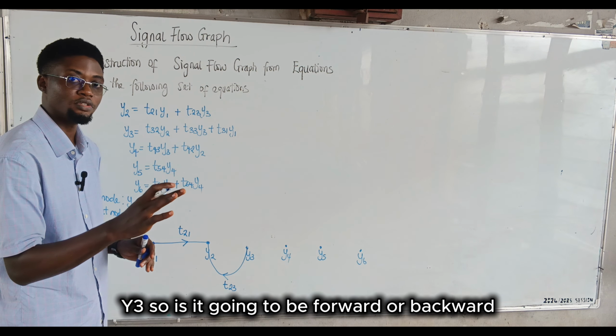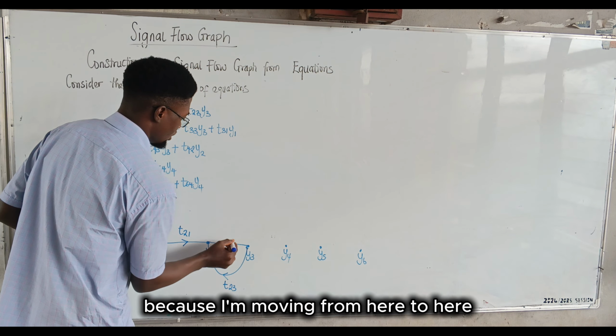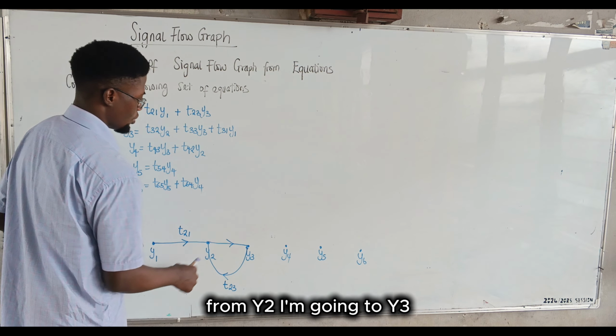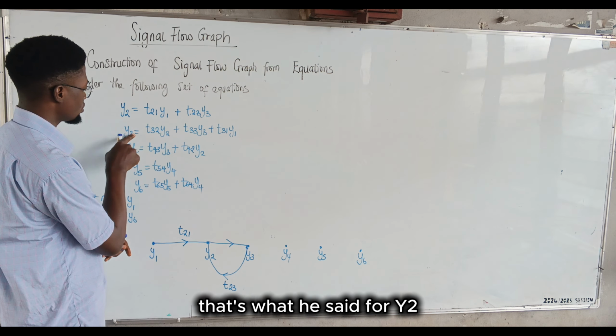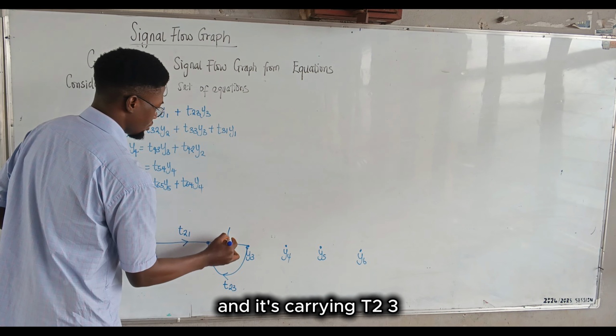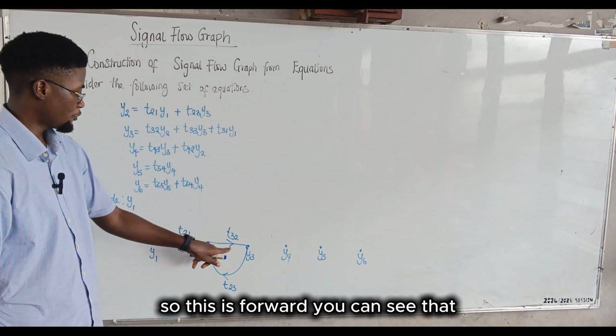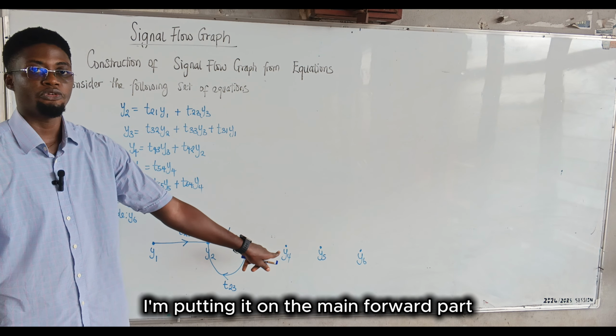So is it going to be forward or backward? It's going to be forward, because I'm moving from here to here. From Y2, I'm going to Y3. From Y2, these are the incoming and this is the output, and it's carrying T32. So this is forward. You can see that I'm putting it on the main forward path.